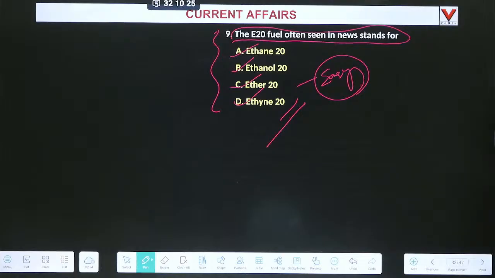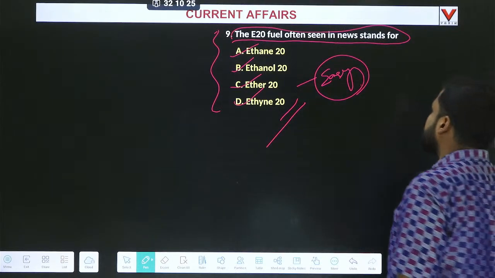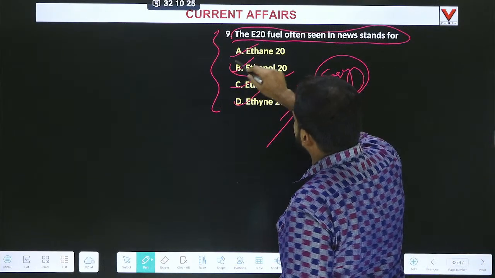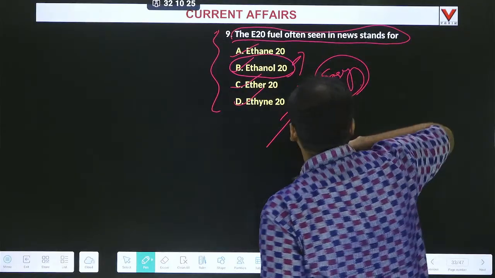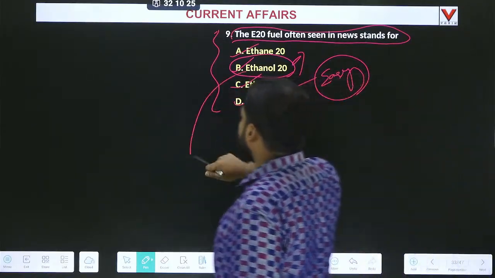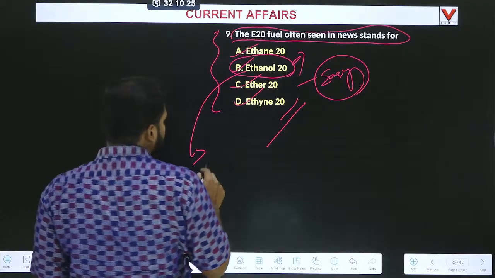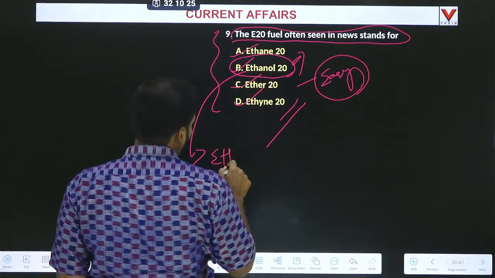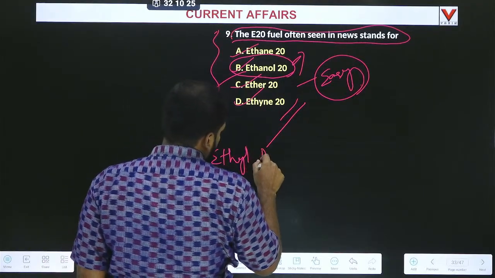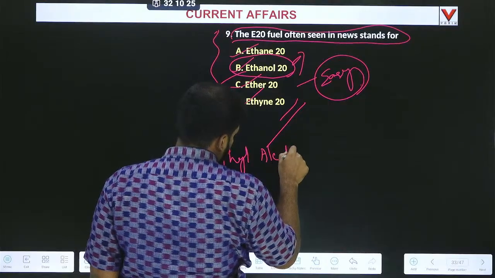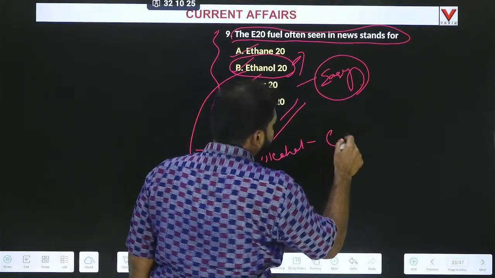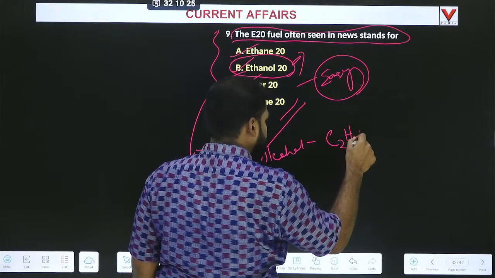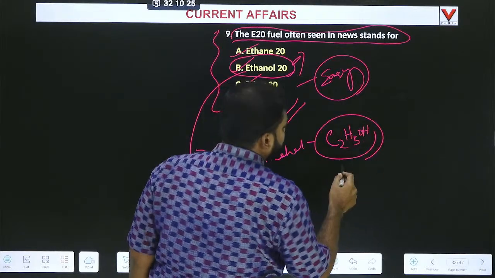Okay, let's discuss this question. As you all know, it's ethanol 20 fuel, E20 fuel. Ethanol is the normal name. What is the chemical name? Ethyl alcohol. What is the formula? C2H5OH. This is an organic compound, right?